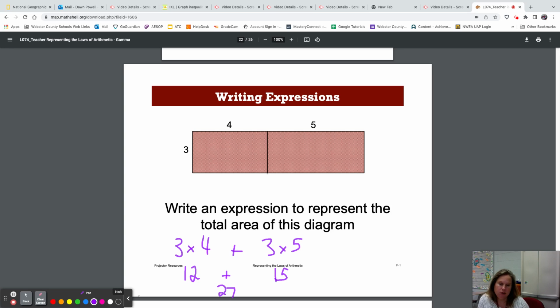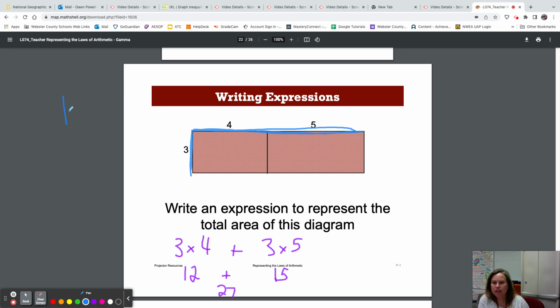But they're asking you to make a different way of writing this 3 times 4 plus 3 times 5. So I think of it as a whole rectangle where you've got a length of 3 and then you've got a length of 9 up here. Now, the 9, how I'm getting it is I'm adding the 3 and the 4. I mean, not the 3 and the 4, the 4 and the 5.